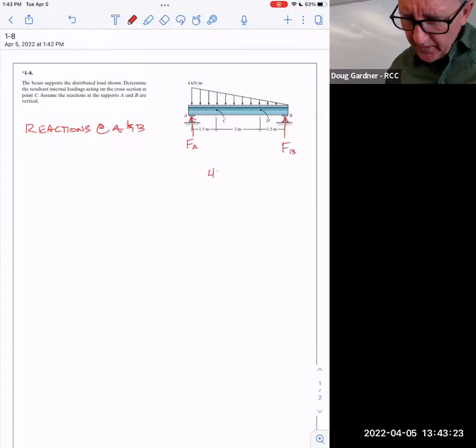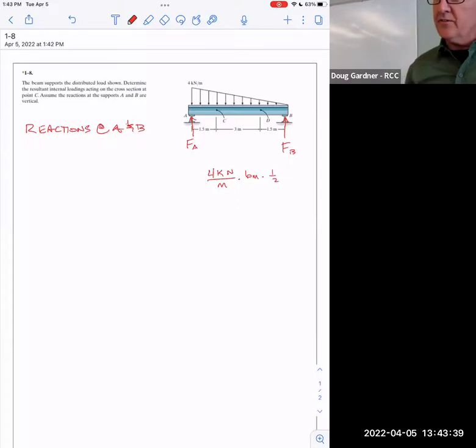Yeah, 4K times, and notice it's, actually, I think I'll write this in. Newtons per meter times on the bottom 6 meters times a half. It's times a half because that isn't a rectangular load.